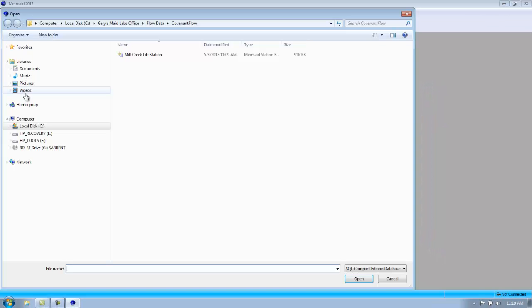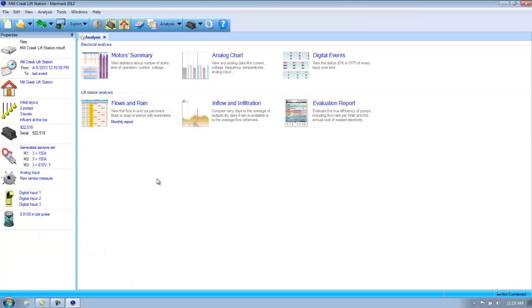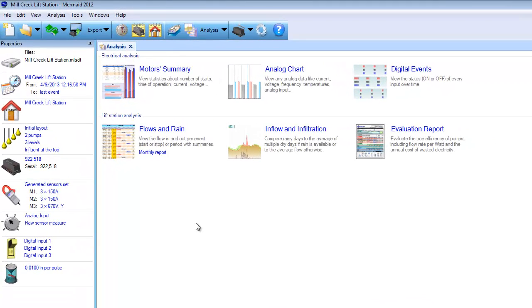But today we're going to open up an existing station file, Mill Creek Lift Station. I picked Mill Creek because this is a very good lift station. There are no problems with it that I could find within the data, so I'll go through all the aspects of it.